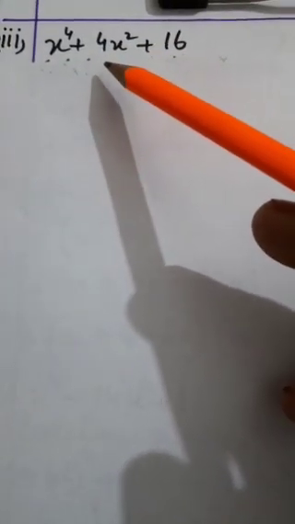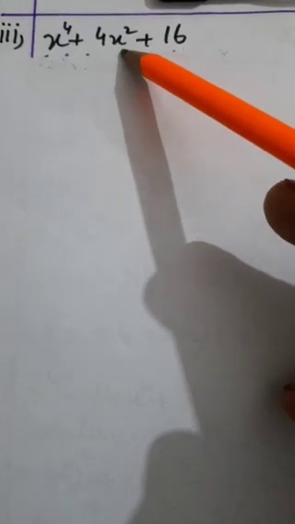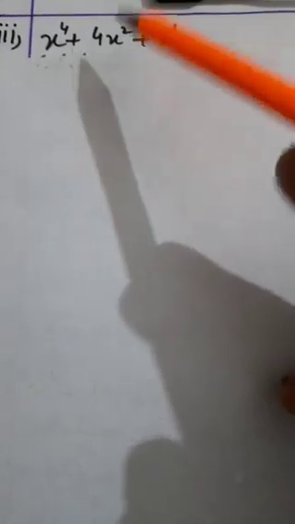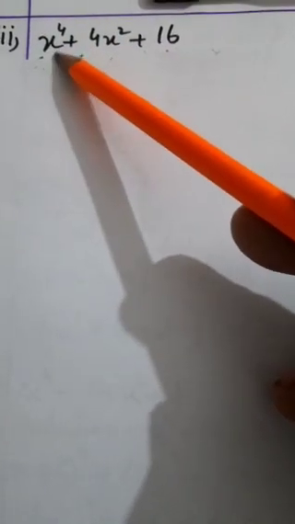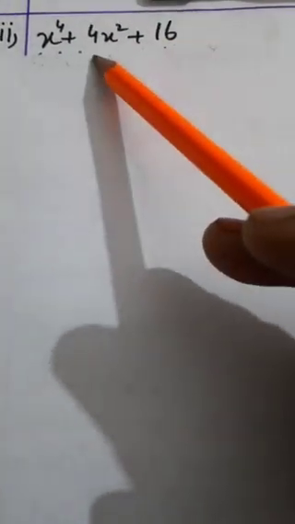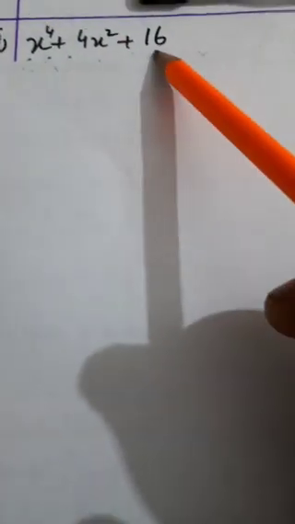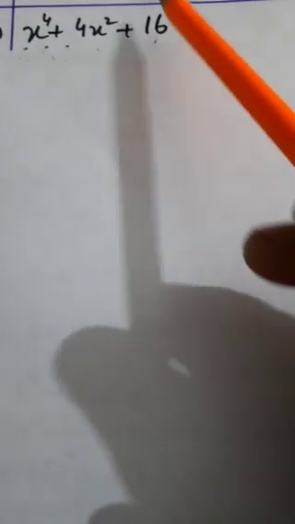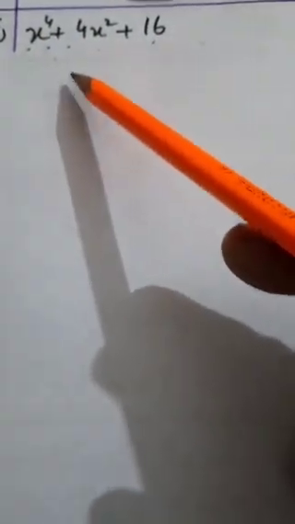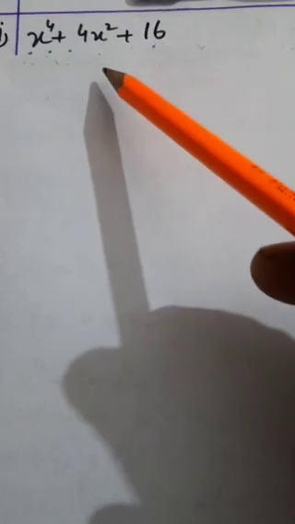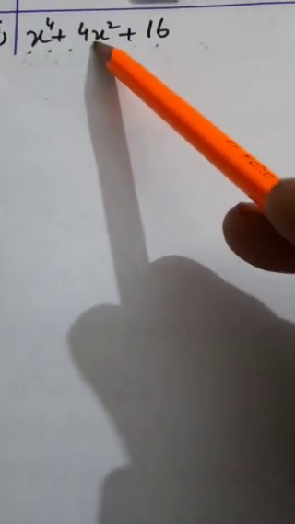Now the second thing is that you check whether we are able to apply the formula directly, that the first term is a square and the last term is also a square. 16 is a square of 4, and in the middle we need 2ab. So for 2ab, a square is x square and b is 4. So we need 8x square. What do we need? We need 8, but it is a 4.